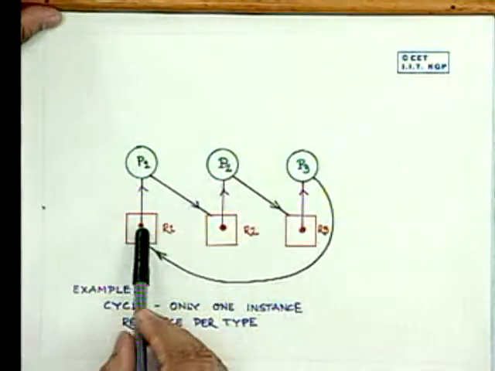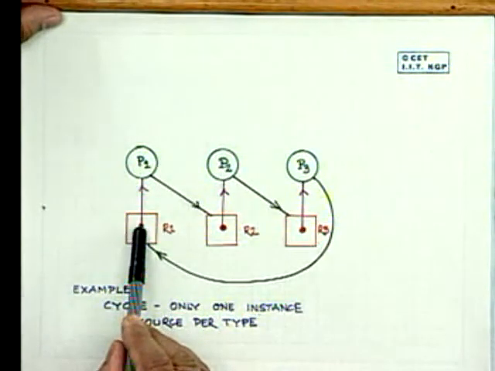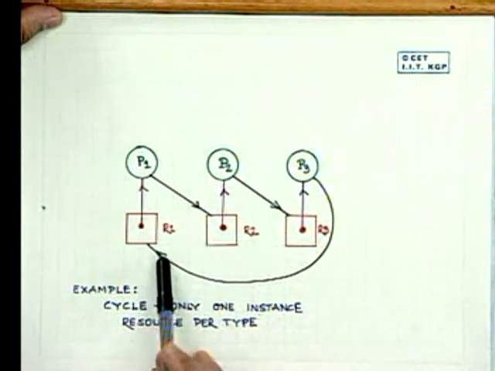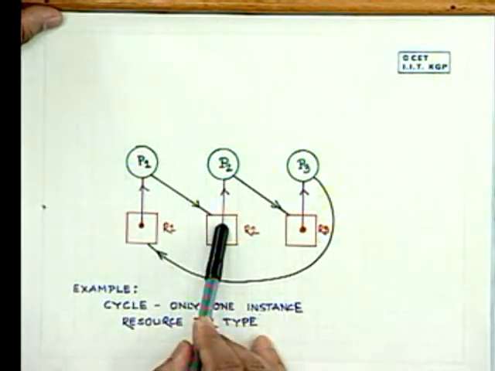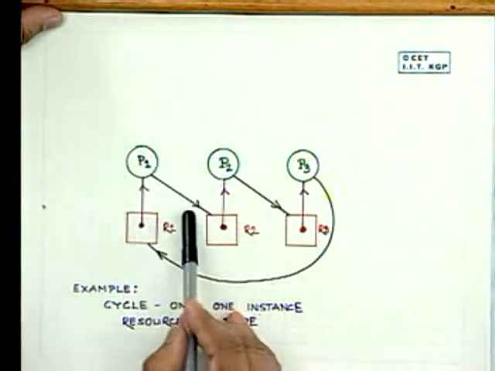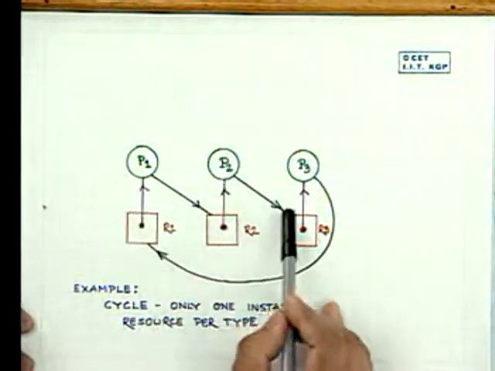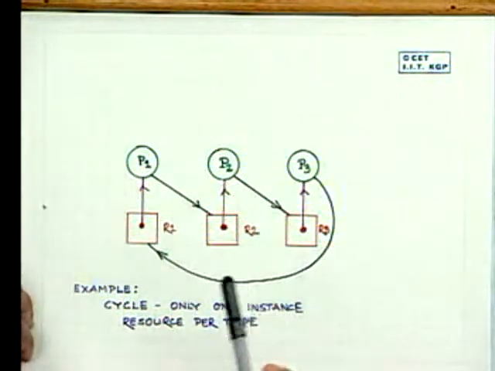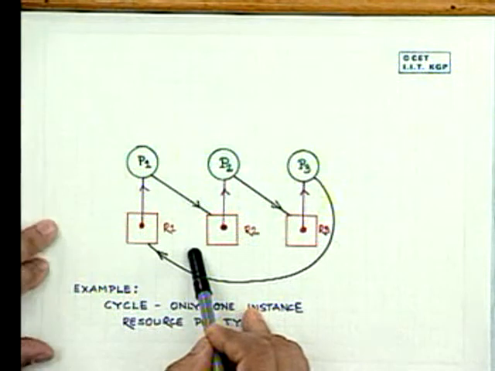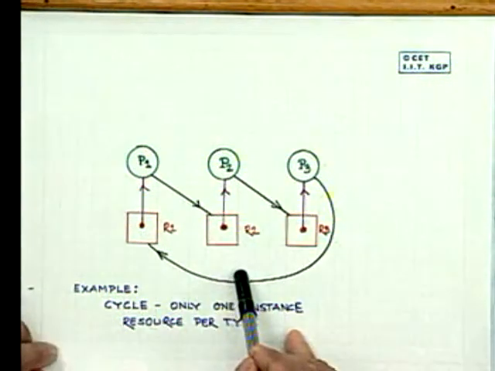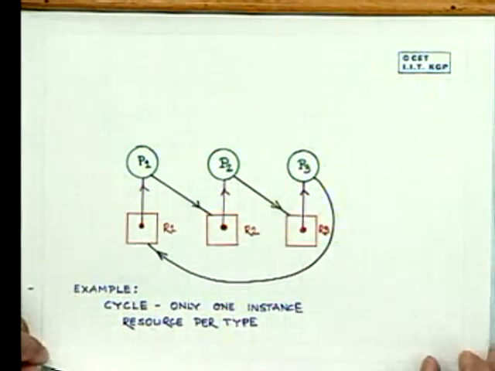But as I showed earlier by the earlier diagram, if there is a single instance of the resource types, say a single instance of R1, single instance of R2, single instance of R3, and there is a cycle, in that case the system at this state will go to a deadlock situation. It will lead to a deadlock situation.